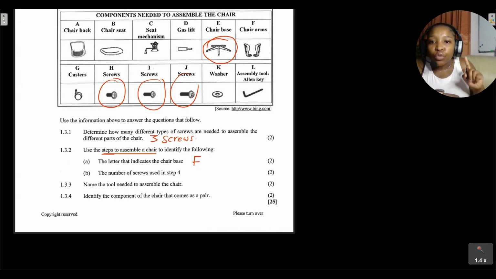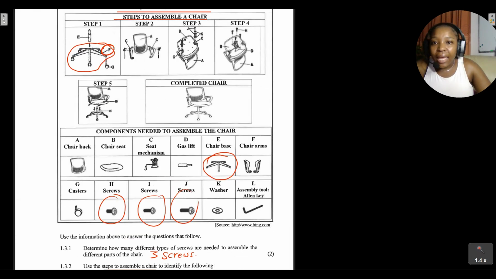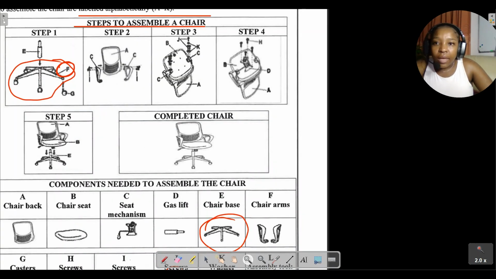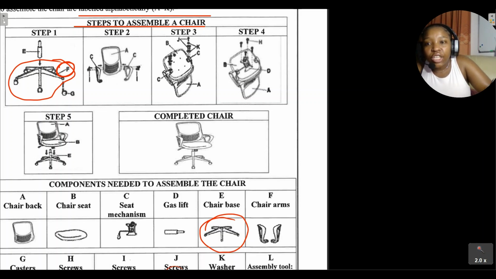The number of screws used in step 4. So now we are still focusing on the steps to assemble a chair. And from the steps, we want to see the number of screws that are used in step number 4. So how many screws can we see in step number 4 were actually used? You can see that there, right? The number of screws that are actually used in step number 4, it's 1, it's 2, it's 3, it's 4.